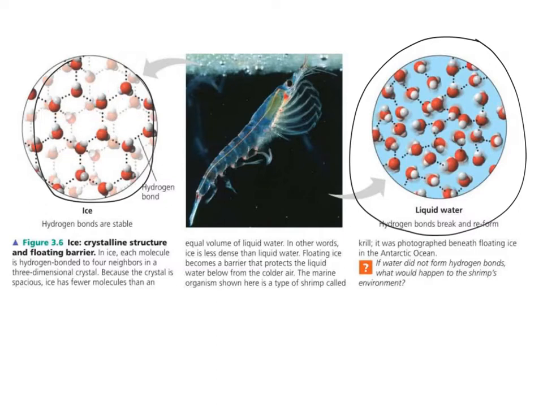But in liquid form, the hydrogen bonds always break down and reform, always. And therefore the water molecules can be closer to each other. You see, the water molecule amount is very high in the same volume, but in the ice, the water molecule amount is less. So we can say ice is less dense than liquid water. Therefore, the ice is on the top of the lakes, and under the ice, under the water, the organisms can live during the winter.